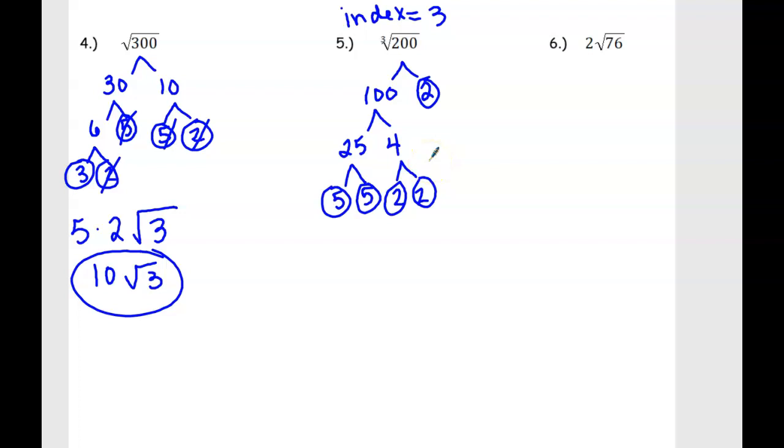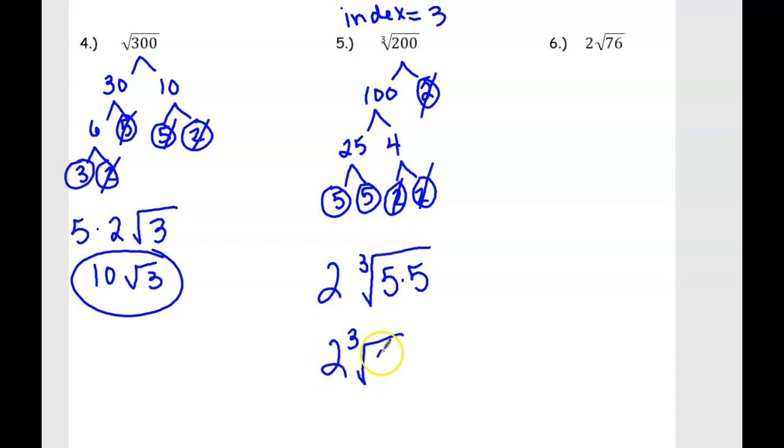Okay, because I'm looking for my triples, or 3 of a kind, I've got to look and see I've got 2, 2, and 2, so I pull out a 2. All right, but I don't have any 3 5s, so I don't have any other triples. So what's going to go inside of the radical sign is 5 times 5. And what you cannot forget, and this is super important, this is the cube root. So we have to write in the cube root. All right, so our final step, we would just say 2 cube root of 25. And there's our answer in simplified radical form.